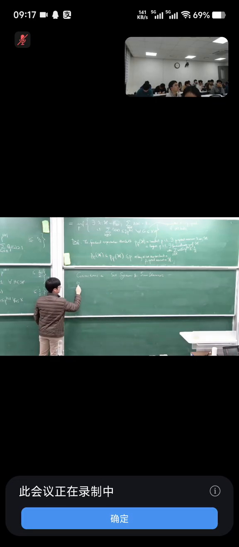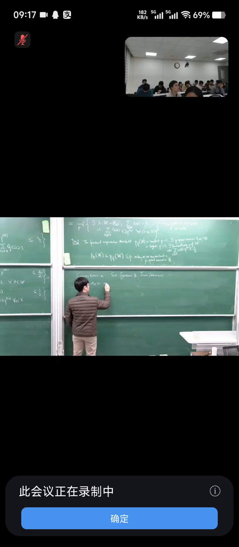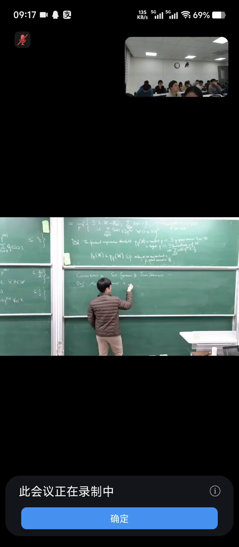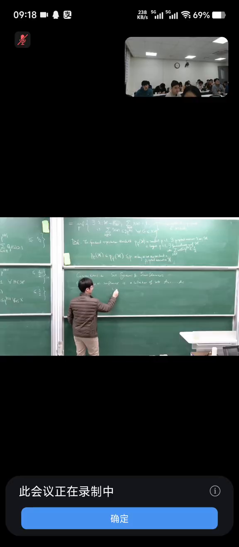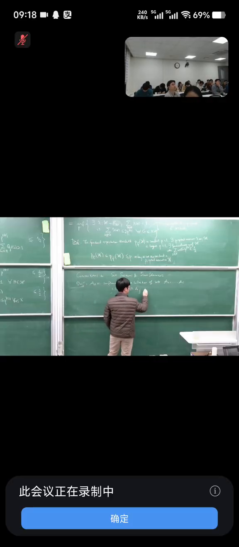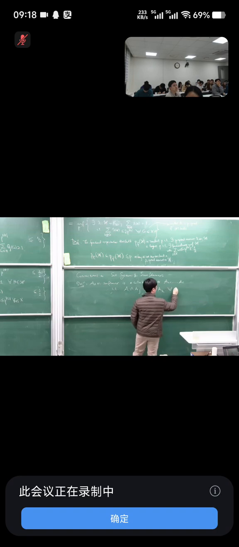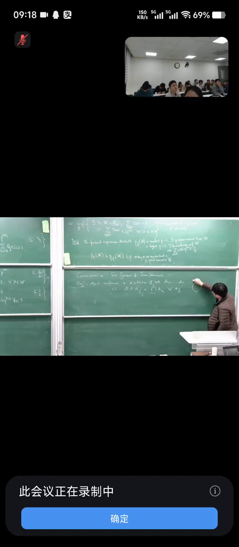So first, what is a sunflower? An r-sunflower is a collection of sets A1 up to Ar, with the condition that every pairwise intersection, Ai intersected with Aj, is equal to the common intersection, for all i different from j. Okay, so in a picture, a sunflower would look like this, where you have a bunch of sets. And apart from the common intersection, the rest of the sets have to be disjoint. So this is, for example, a picture of a four-sunflower.